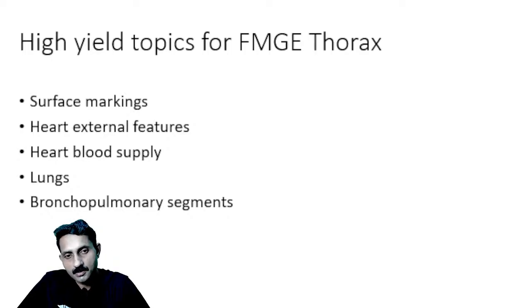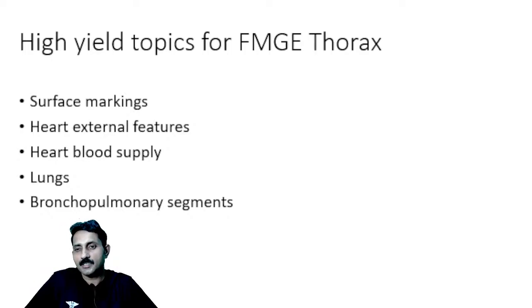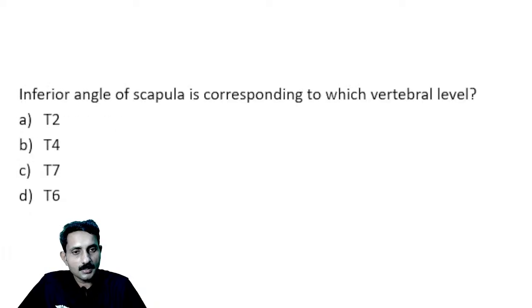Now we'll first go to the surface markings. What is there in the thorax? We have the thoracic cage, then the heart and lungs. That's all, and some additional blood vessels and structures are there. The first thing is surface marking. We'll just see a question now.